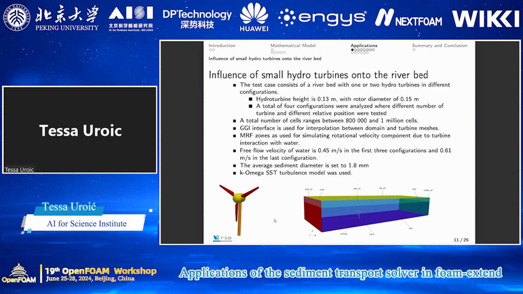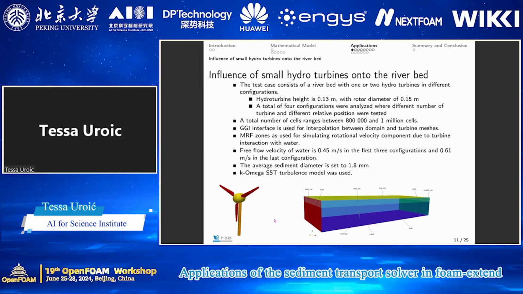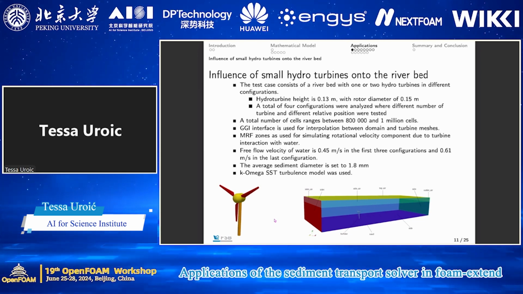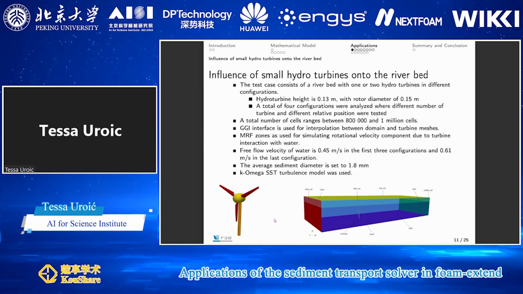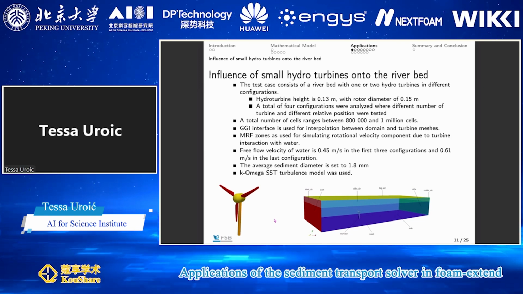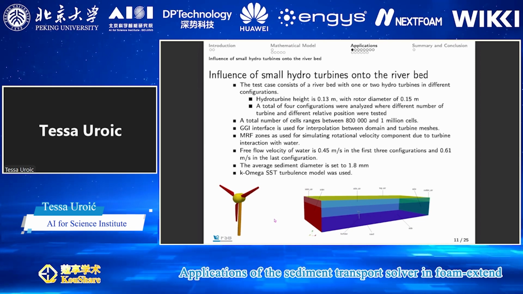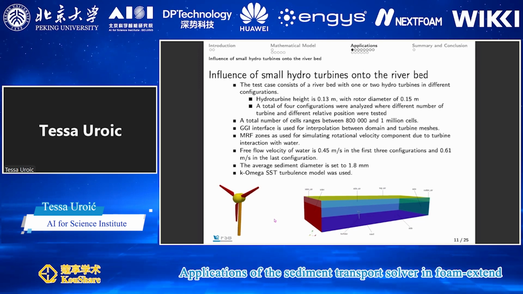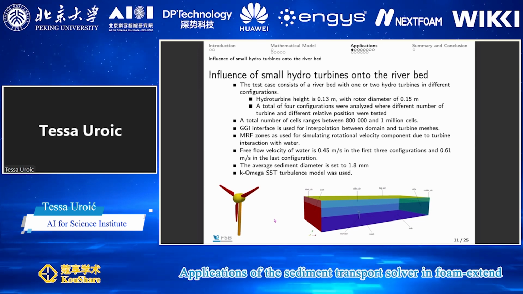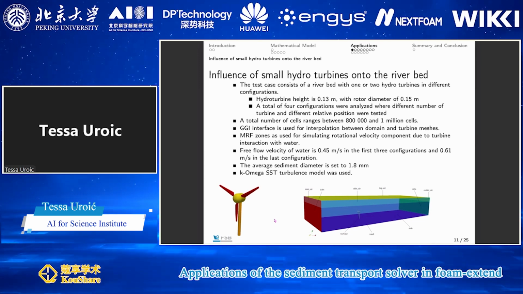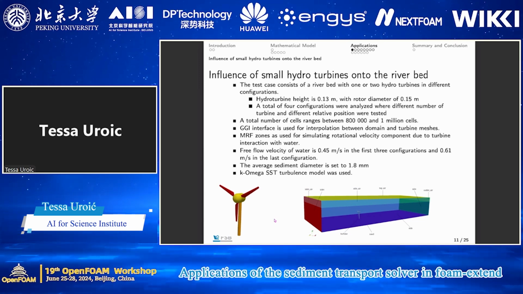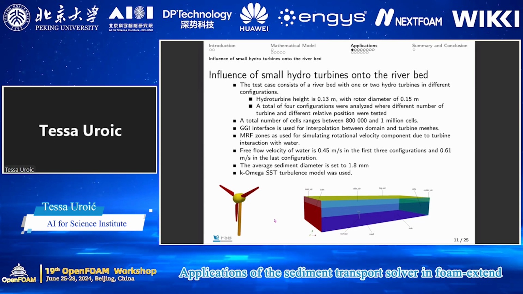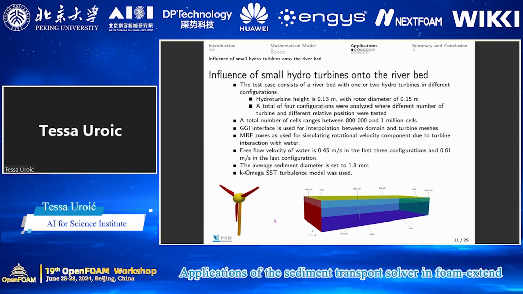And we have made a test case of a very small micro hydro turbine. It is only 13 centimeters in height and 15 centimeters in diameter. Usually there are multiple turbines put into the river or stream, and we have investigated whether different configurations of multiple turbines will have different effects on the riverbed.